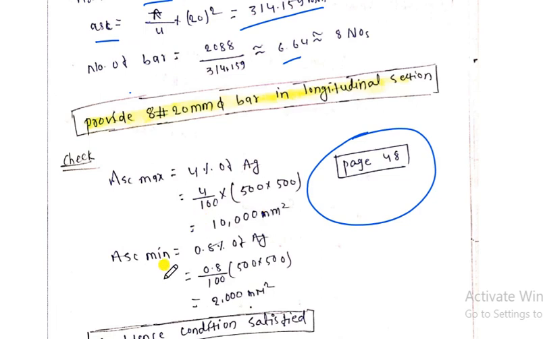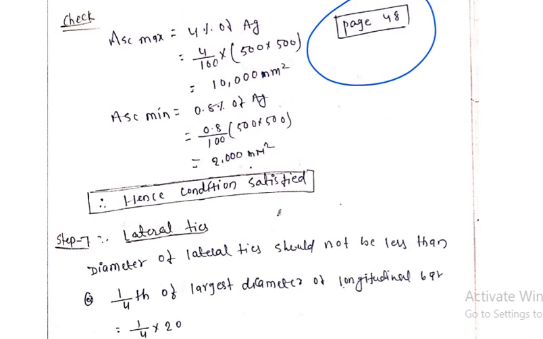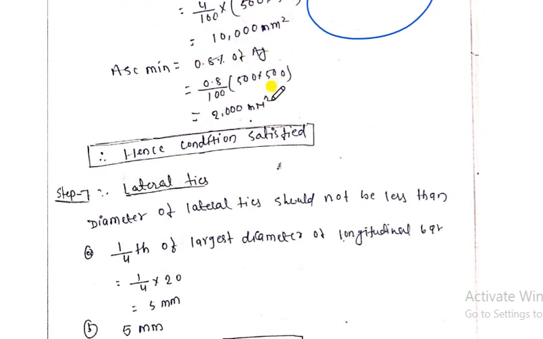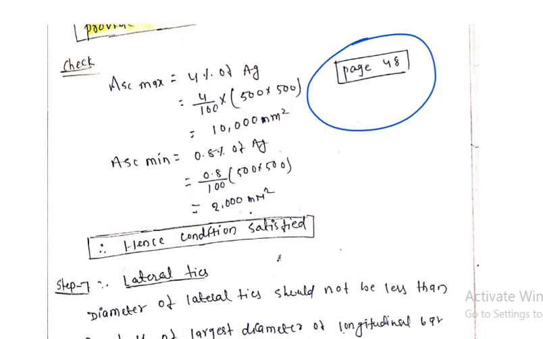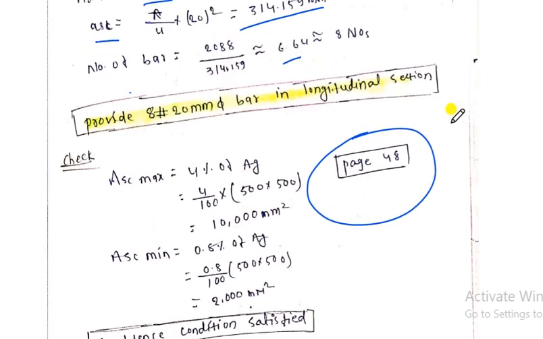Now ASC minimum I have already told you in the IS code recommendation, that is 0.8% of AG, so it is 2000 mm square. So the condition is satisfied, it lies within the limitations. So here the conditions are satisfied within the valid portions.